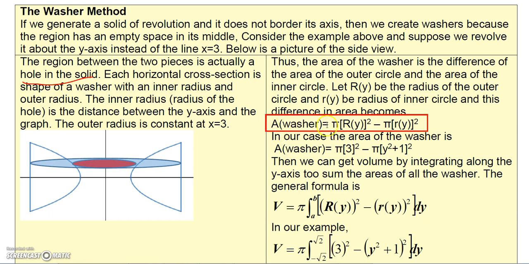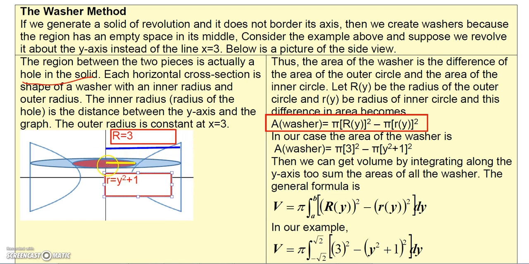Now, I wrote this as a function of y, and I'll show you why, because if you look at your typical washer, I tried to draw a diagram here. The distance from the center of this washer all the way out to here is represented by this blue line, and that's the large radius, and that radius is 3. That radius stays the same all the way up and down, all the way from minus square root of 2 to square root of 2.